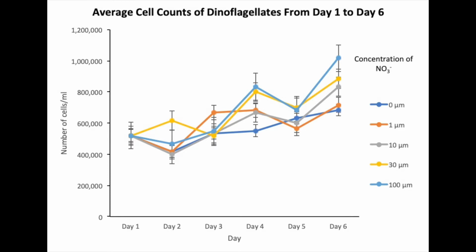Based on the data, there is no correlation between number of cells and increasing the nitrate levels, as all of the populations increase at relatively the same rate. A possible explanation for varying results can be attributed to different people taking cell readings and less experience.